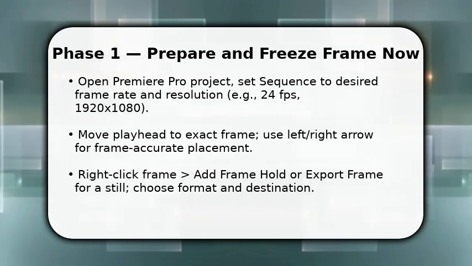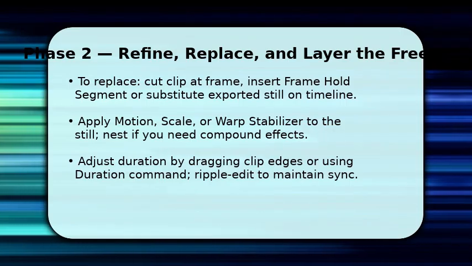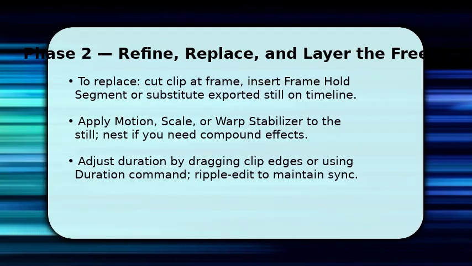Once done with the initial freeze, refine the result by cutting the original clip and inserting a frame hold segment or a re-imported still. You can apply motion controls to scale or pan the frozen image. Apply warp stabilizer if the still needs smoothing. Nest the clip first for complex chains.